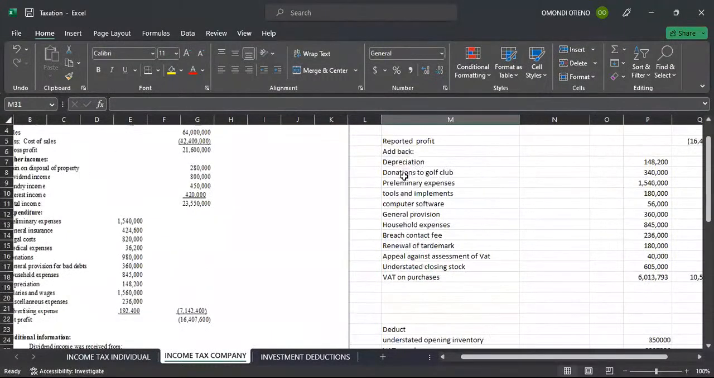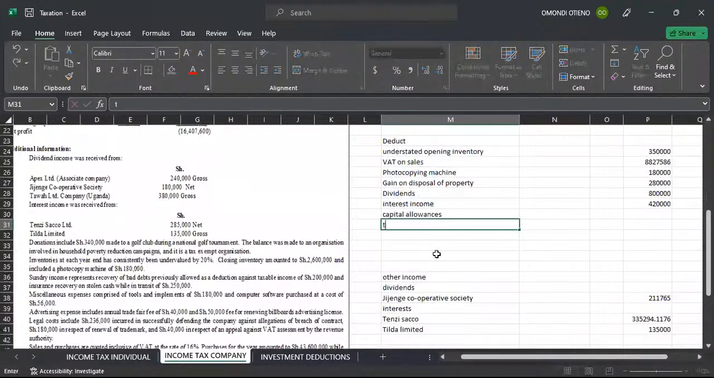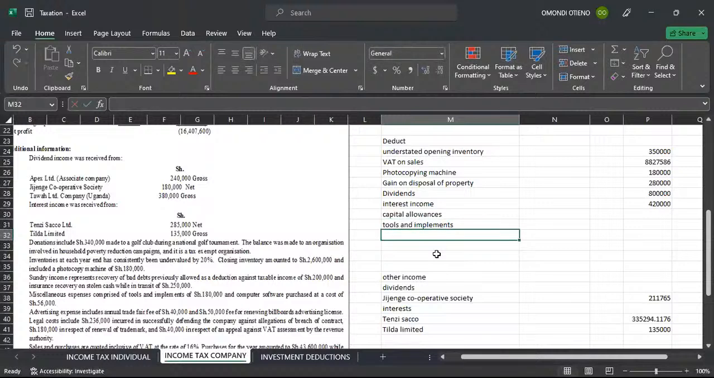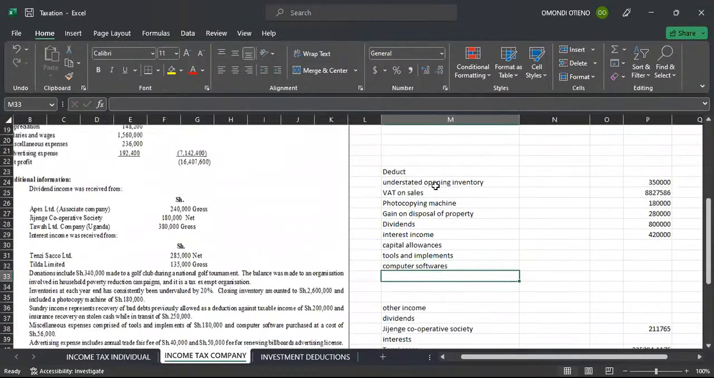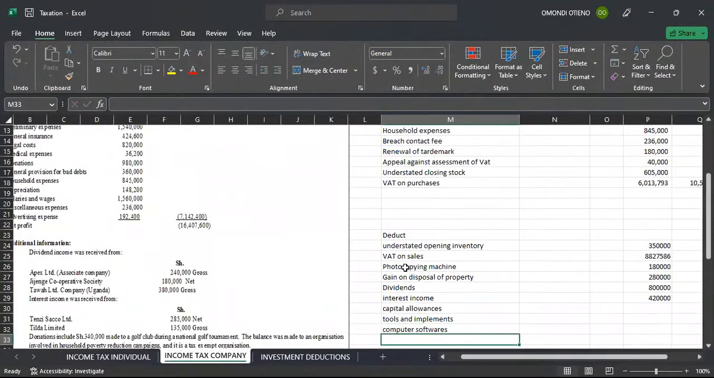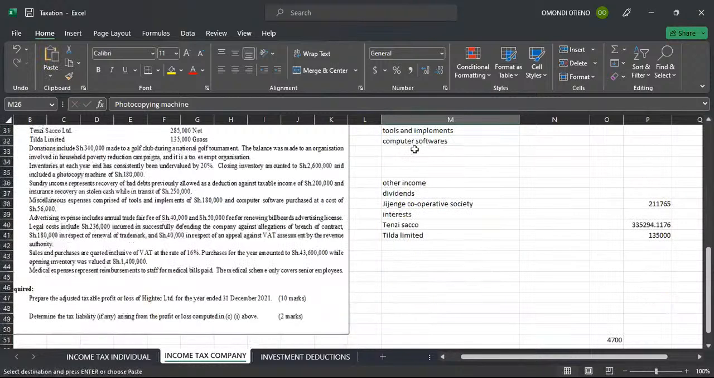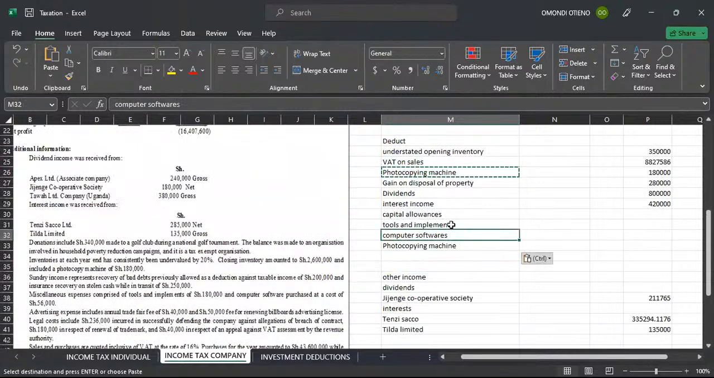So if you come to this section here, how many assets did we have? We had tools and implements. We add computer softwares. And then we also have what we deducted due to the way it affected our profit, that is photocopying machine. Photocopying machine will also be brought to that particular area. So let's put them with their values. The tools and implements.